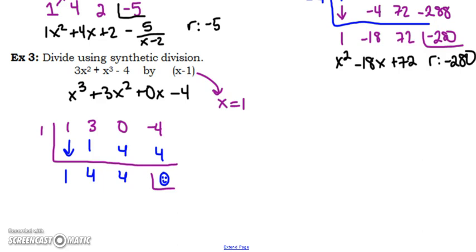All right, so what does this mean? Okay, it means if my degree is 3, this becomes x squared plus 4x, because that's 1 less degree, plus 4 with no remainder. And remember, you can always check your work to make sure that that is correct by taking this polynomial, multiplying it by x minus 1, and you better get the original.